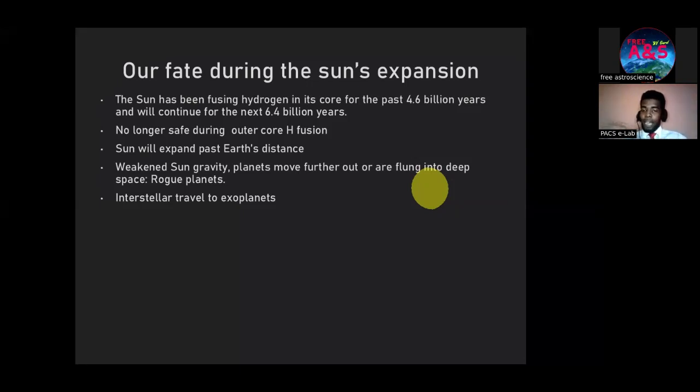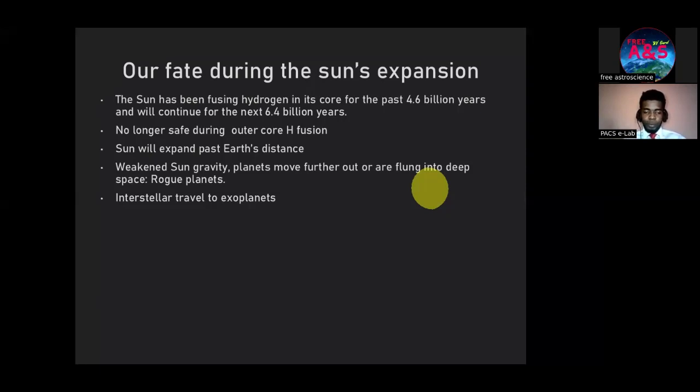After 11 billion years, when the hydrogen in the core is exhausted, the core will contract and it will exude heat. Then the temperature outside the core will increase to start fusing hydrogen in the outer layer. That is when the sun will begin to expand, and this is when it becomes very dangerous. At that point, it is no longer safe to remain on Earth, so we have to find a place to go.